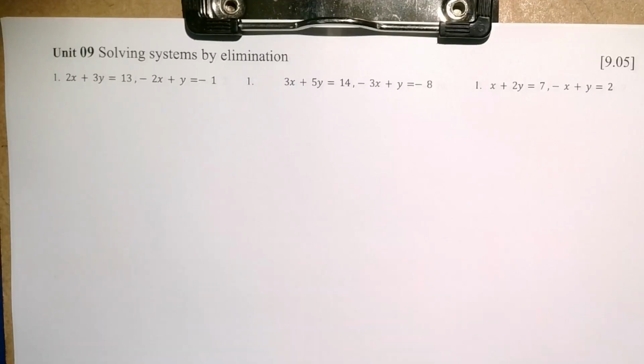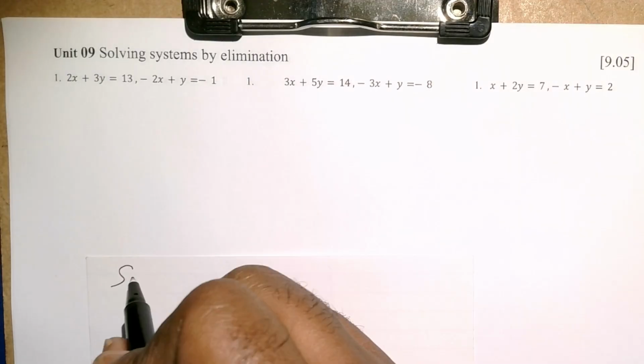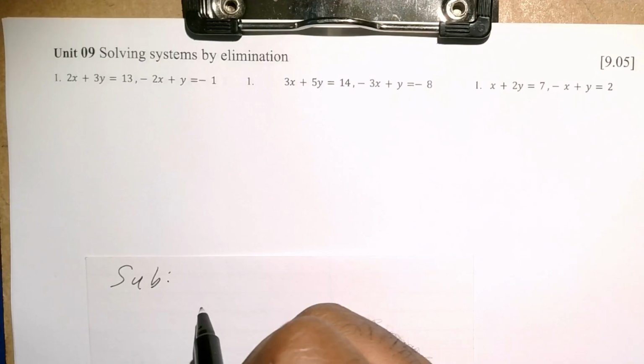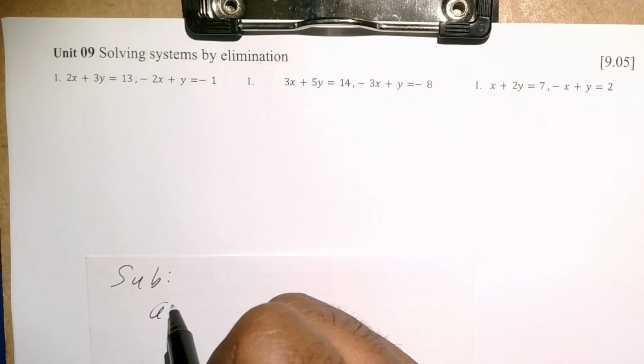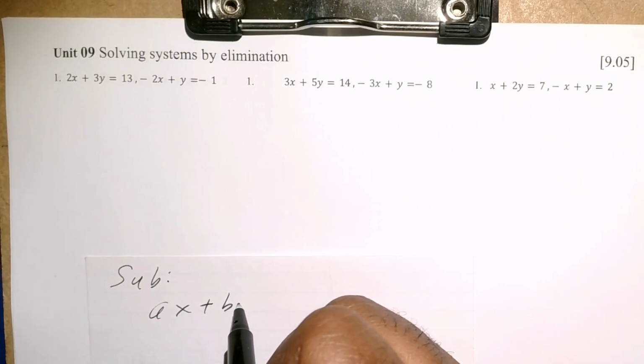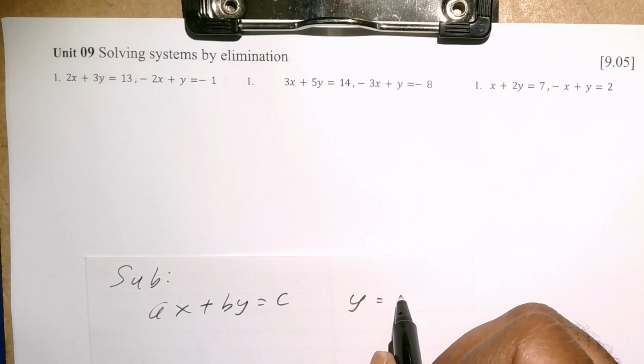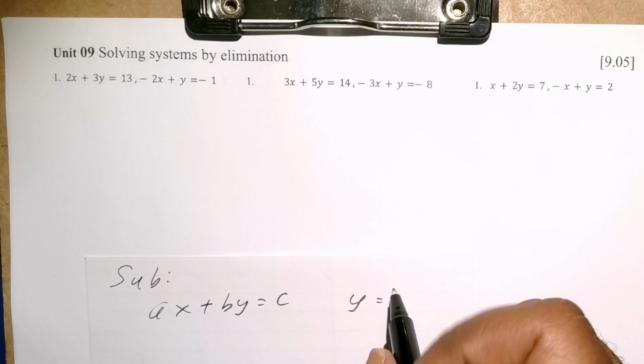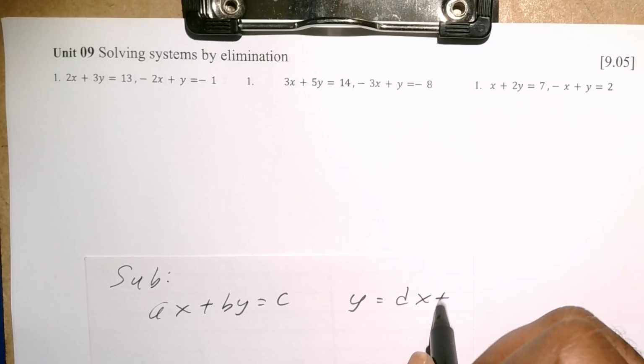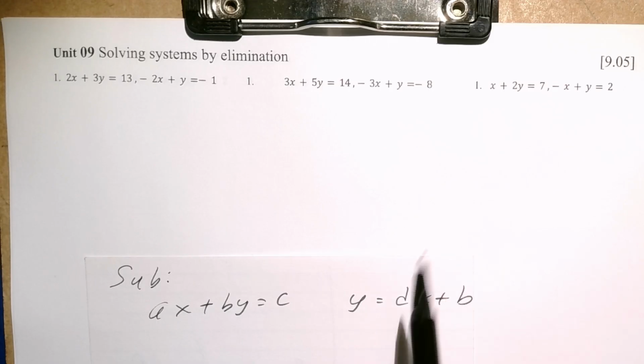This time we're going to solve the system by elimination. Substitution works best if you have isolation. Let's say you have two equations just sitting there minding their own business, and you want one of them to be isolated. Okay, so you want an isolation here.